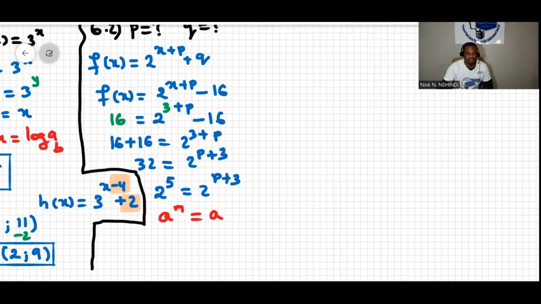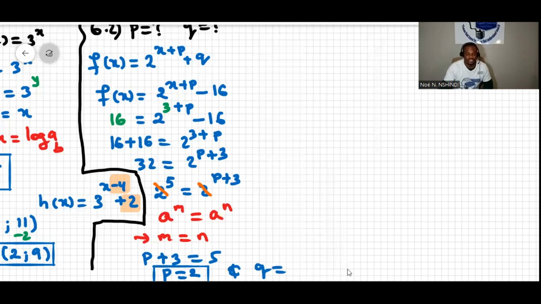Now, according to the exponent property, a to the power of m equal to a to the power of n implies that m equal n. So in this situation, we just drop the bases and equate the exponents. I prefer to start by writing p plus 3 equal 5. So if I move the 3 over, p equals 5 minus 3, which is 2. So the value of p is 2. And the value of q is the horizontal asymptote, which is negative 16. Thank you.